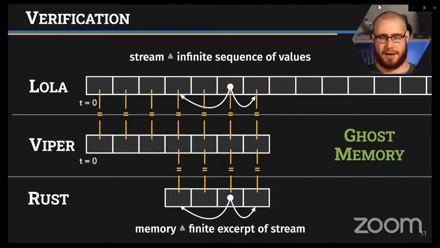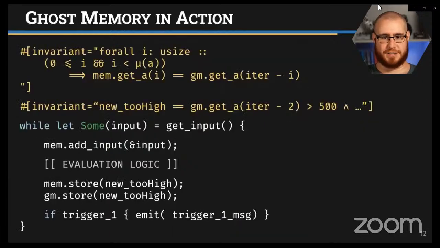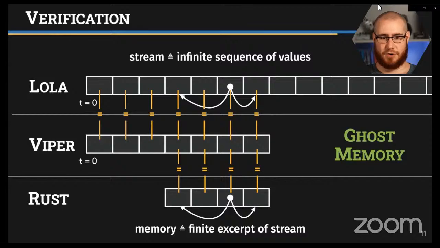And we do this by injecting the appropriate annotations into the code. The most interesting part of these annotations are the invariants for the while loop, the monitor loop. And here you can see the first invariant has a universal quantification over an i, and i ranges over the range of 0 to mu of A, so the memory consumption of the stream A. And this essentially allows us to iterate over all values that occur in this finite excerpt here, down here.